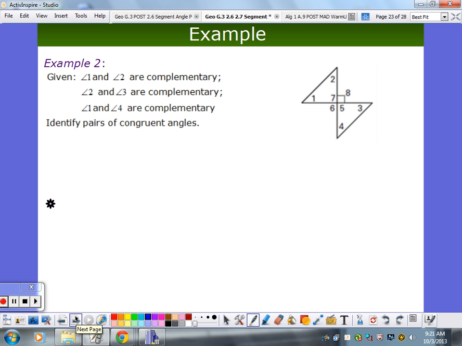Angle 1 and 2 are complementary. Angle 2 and 3 are complementary. Angle 1 and 4 are complementary. Do we have any congruent angles here? Look at this funny little thing. Right, so what do I know? These two are complementary. These two are complementary. And these two are complementary.